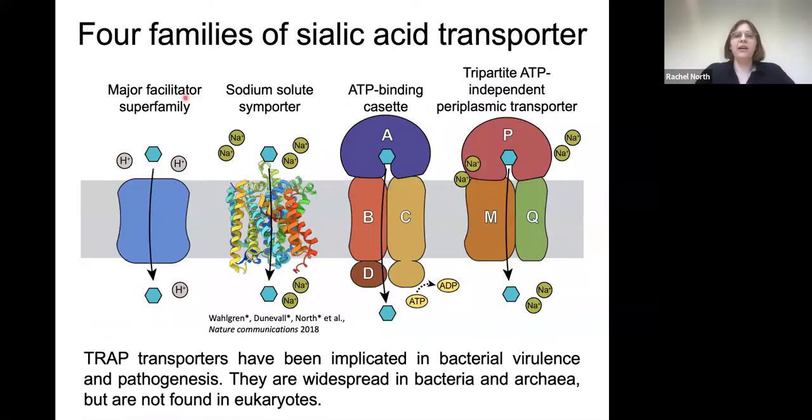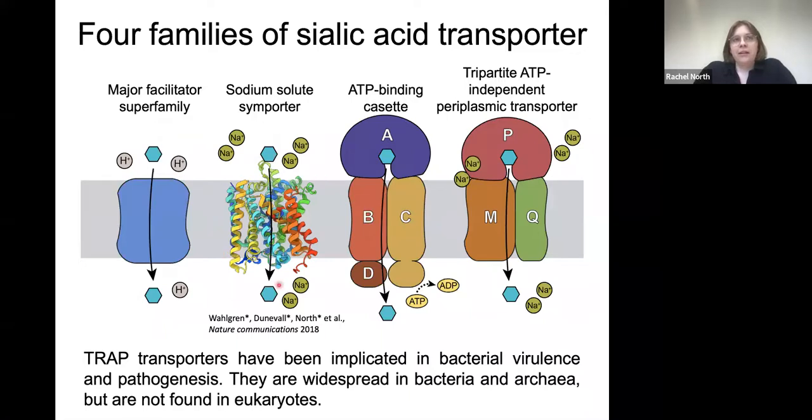So there are 4 different families of sialic acid transporter, very different families actually. And although there are some exceptions, most organisms generally only have one type of these sialic acid transporter. And I'm going to take you through these in a little bit of detail first. So first up, there's sialic acid transporters that belong to the major facilitator family, and these co-transport both sialic acid and protons across the bacterial membrane.